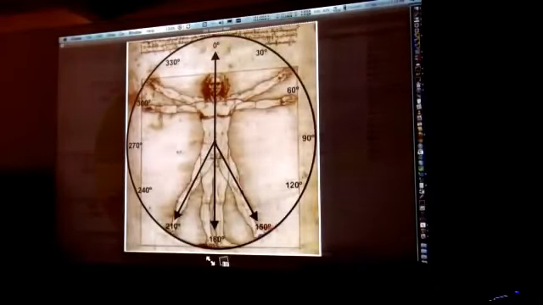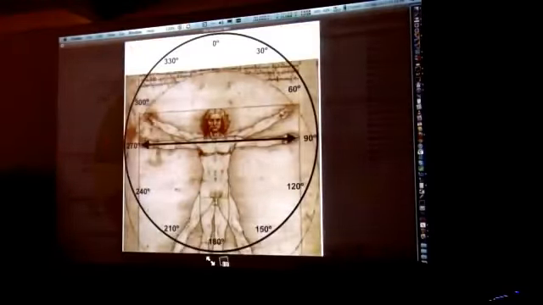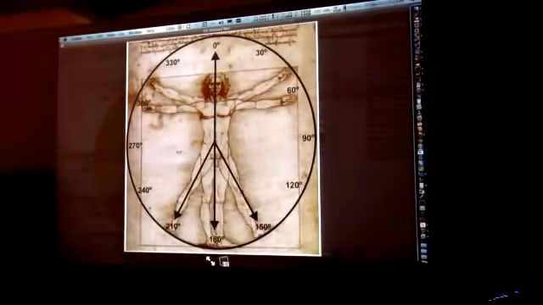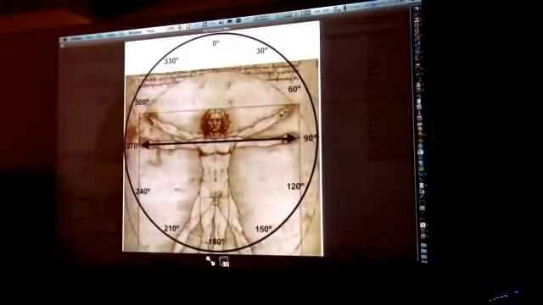0, 150, 180, 210. Then, if I shift this circle up, I find 90 and 270. So right now we have 0, 90, 150, 180, but we are missing 120.